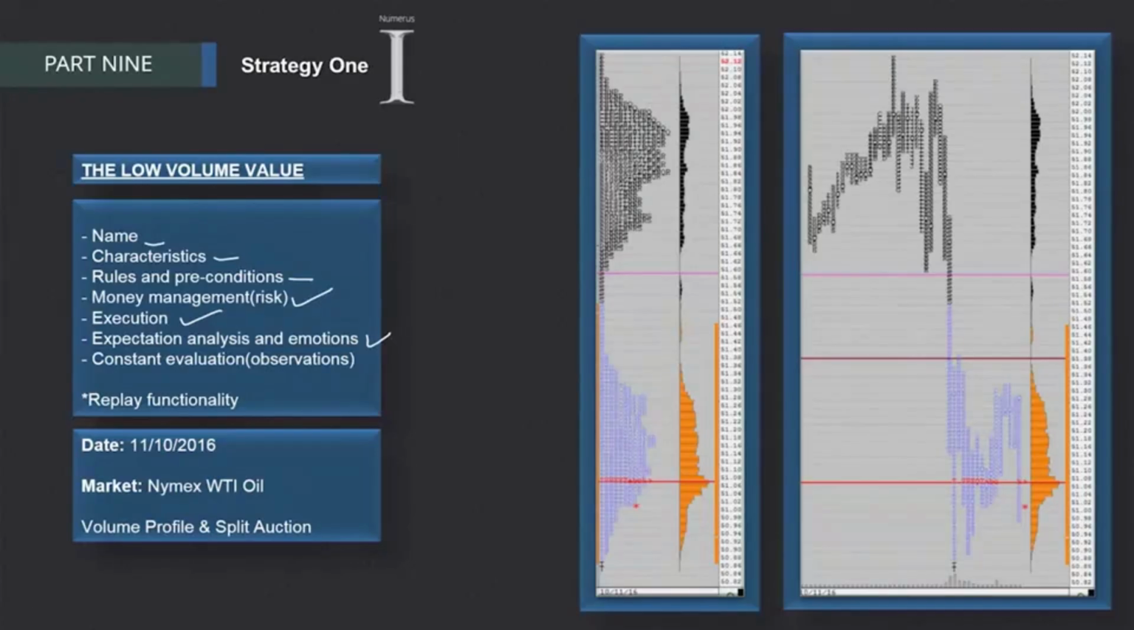So the first thing that we want to discuss is to begin by giving it a name. Now, I've obviously given it the name the low volume value area, and the reason is because obviously we see this characteristic of low volume or sets of single prints that stick out. So for me, that name makes sense. Make sure you have your own name that makes sense.